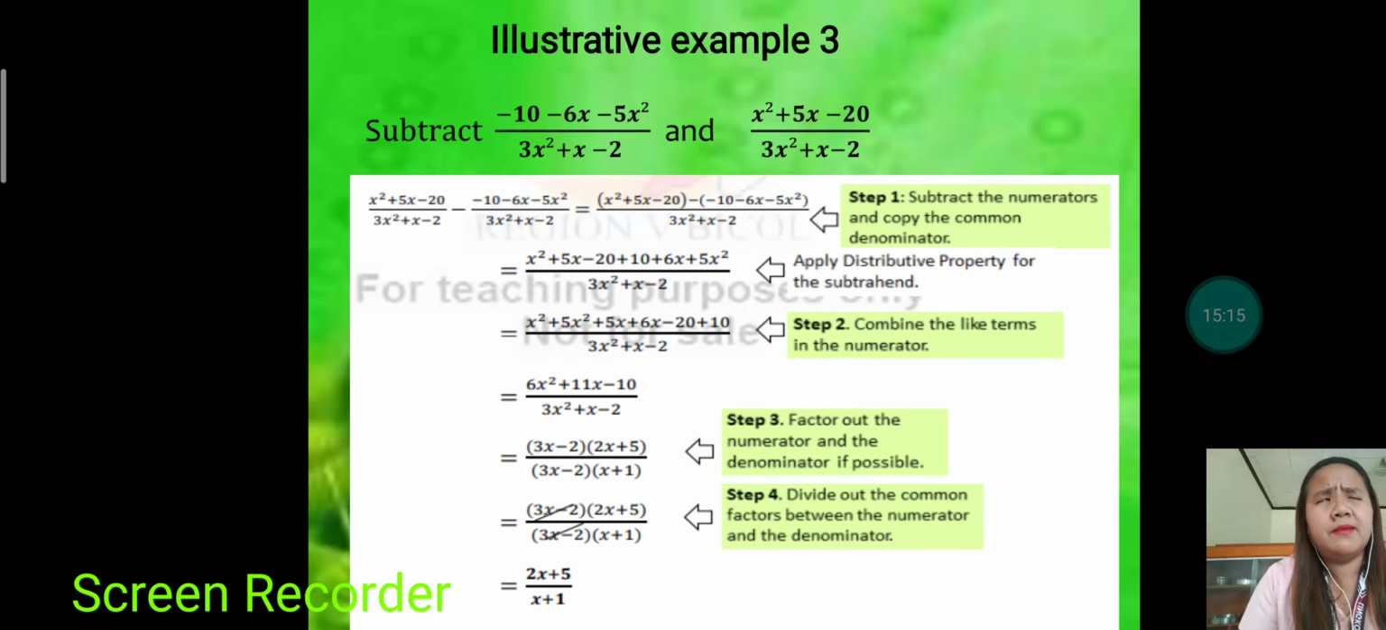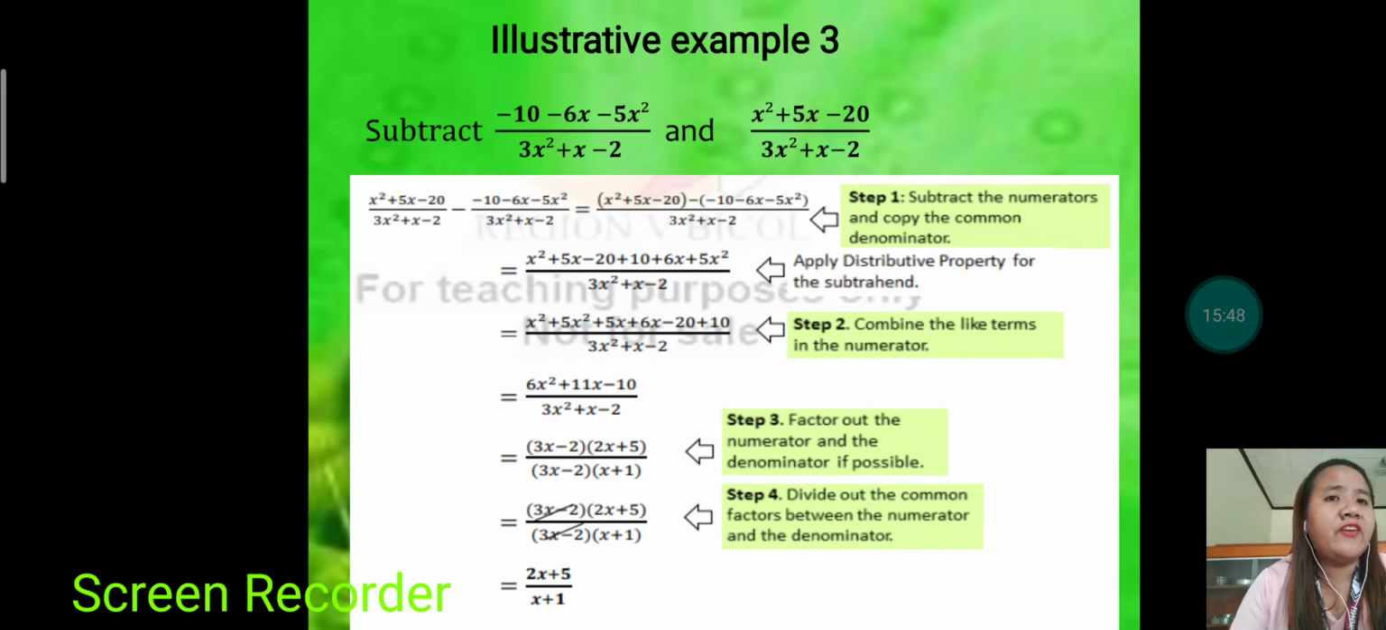So, alin ba yung sinasabi nating similar or like terms? Pag sinabi po nating similar or like terms, they have the common variable with common exponent. So, since we have the x squared and 5x squared, they are the similar terms, 5x and 6x, and then the constant terms which are the negative 10 and the positive 10. So, yun po yung ating mga i-combine.